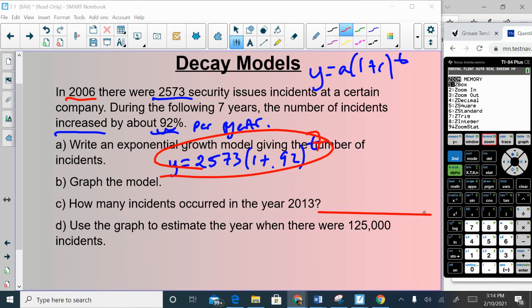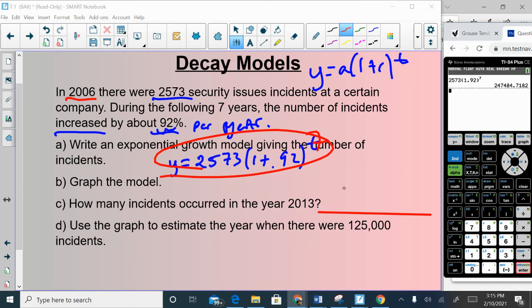I'm going to push zoom 6 to get it back to my normal viewing window. And then I'm going to exit out of this by pushing second quit. And I'm going to go back to answering this question: about how many incidents occurred in the year 2013. Remember, I'm plugging 7 in for t now. So I have 2573 times 1.92 to the power of 7.